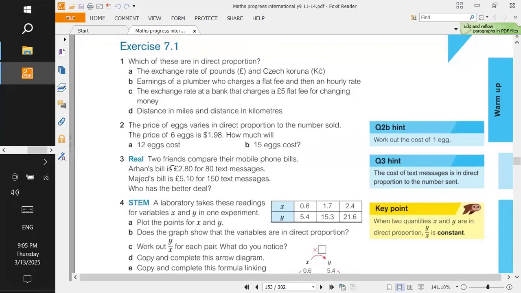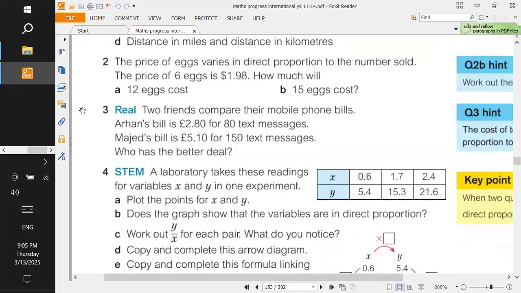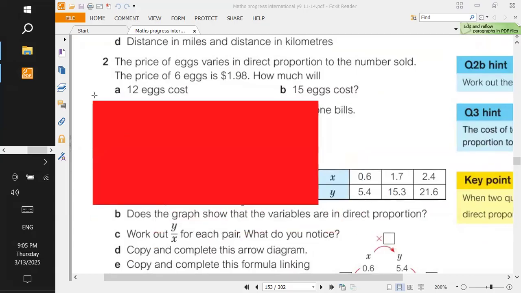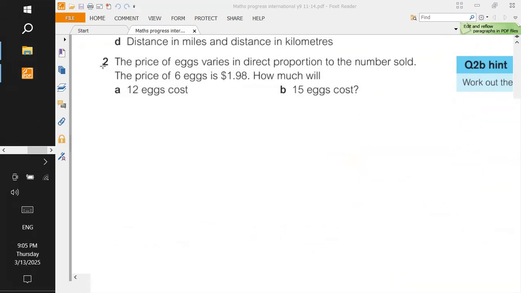Question two here. Now we're going to talk about how we solve problems related to direct proportion. Let's cover this so we can have space. I'm going to answer some of the questions and the ones that are the same, we don't have to do them, okay? First, question two.